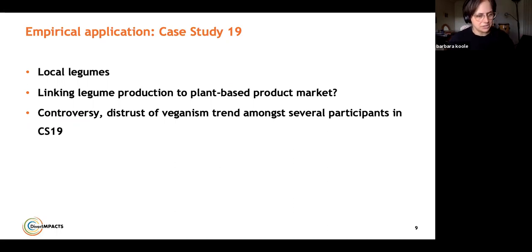And this was creating an interesting puzzle, because if you look at it very bluntly, you think, hey, if you want to produce more legumes, then why are you not interested in this growing market that could maybe use a lot of your legumes? So it created an interesting puzzle, and this is what I looked into in more detail, and I also did a lot of interviews with the participants to understand better each of their own perspectives on this topic.